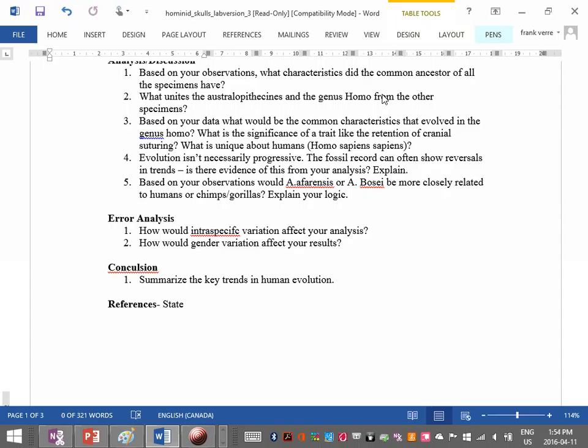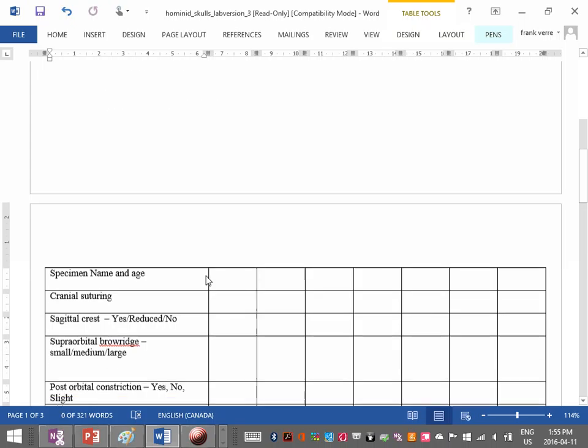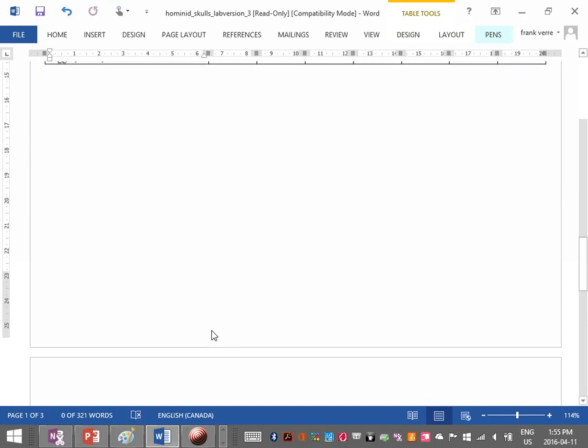Number 4. It says evolution isn't necessarily progressive. Now, progressive means you're heading in the same direction. Let me ask you a question. With the size of the cheeks, do you think they get bigger or smaller as we move from gorillas to humans? Probably getting smaller, right? But let me ask you a question. Boisei. Right? Where's Boisei? It's in the middle, right?